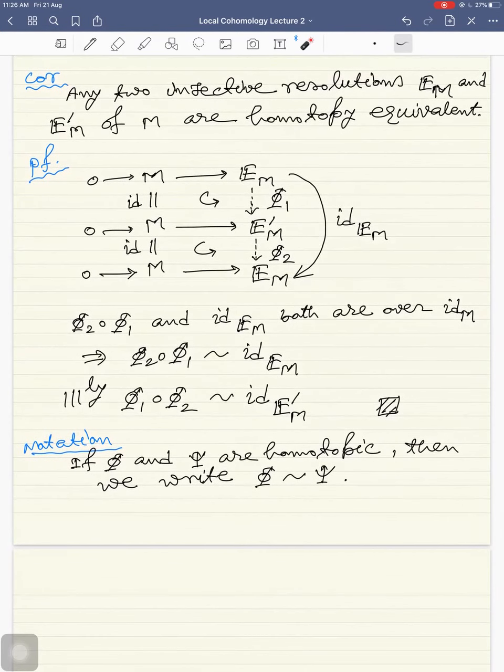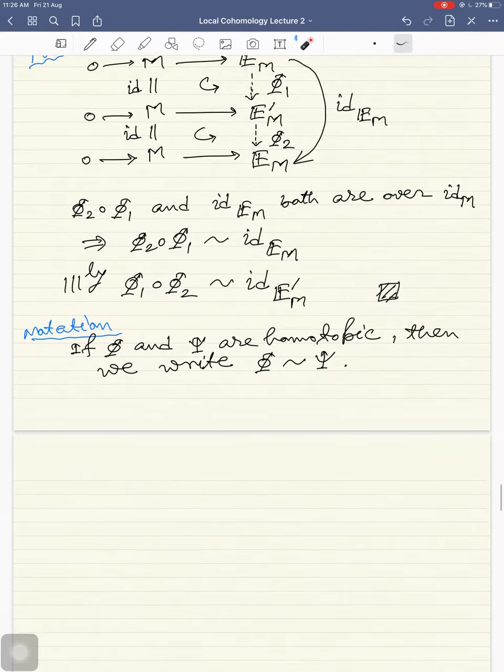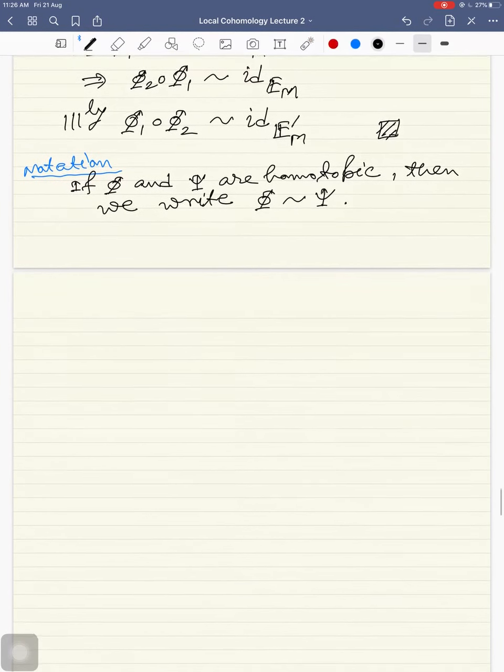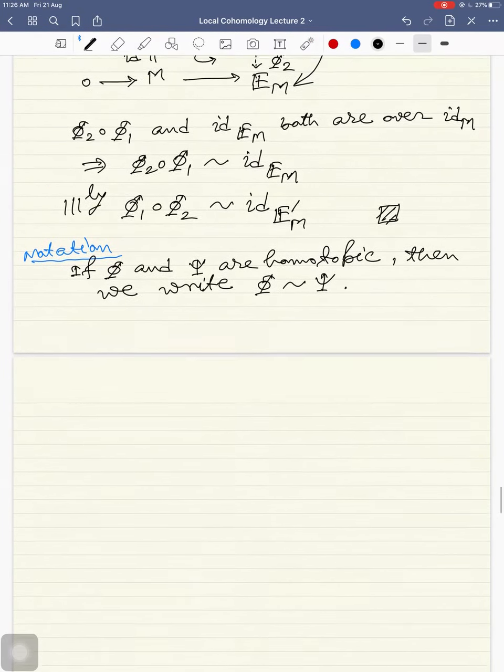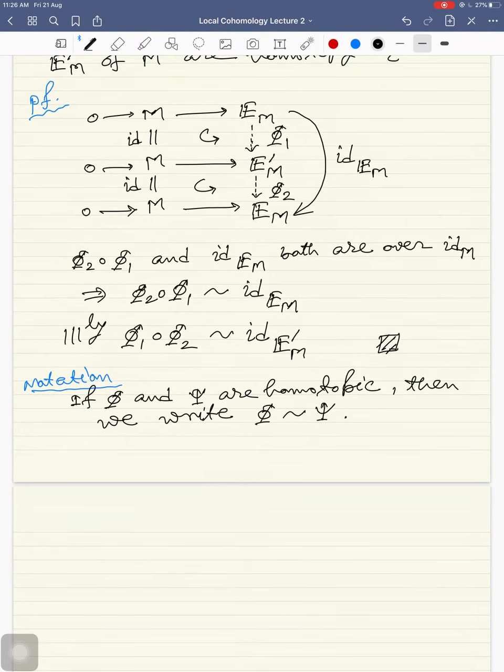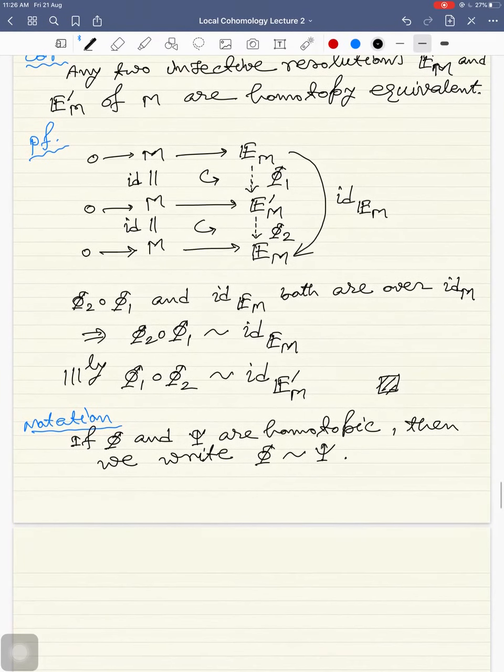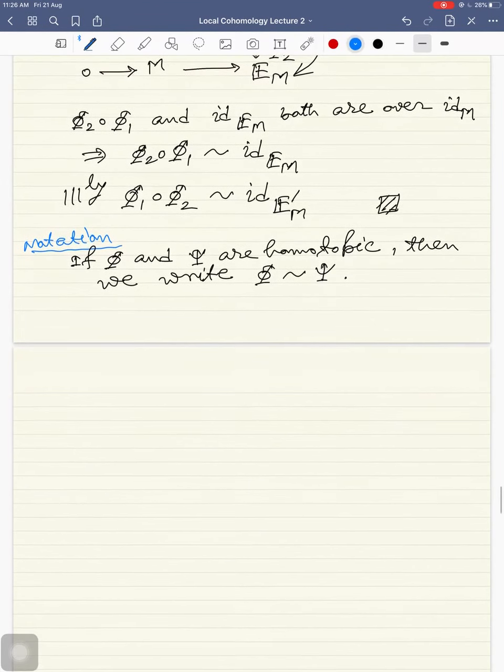Next we want to use this corollary to prove that the ith local cohomology module of M with respect to an ideal I is independent of the choice of injective resolution. To prove that, we need this proposition.